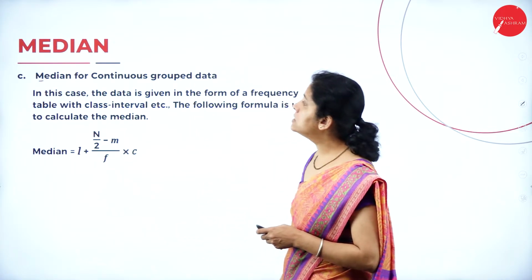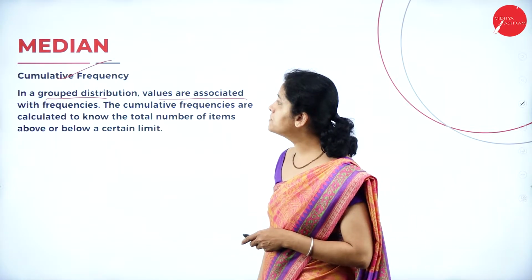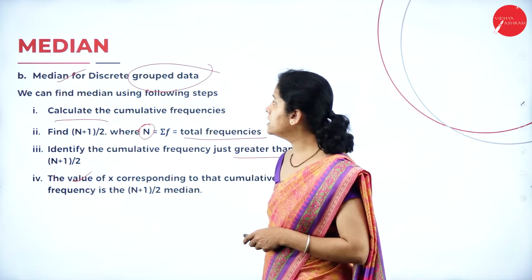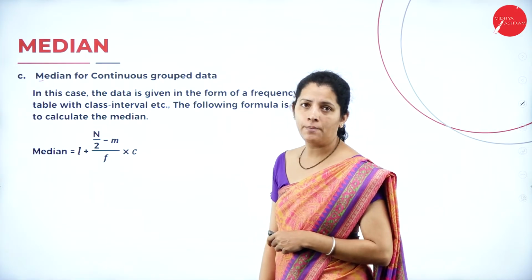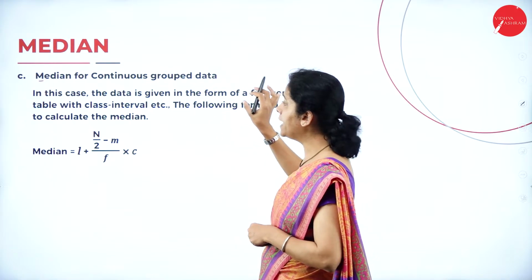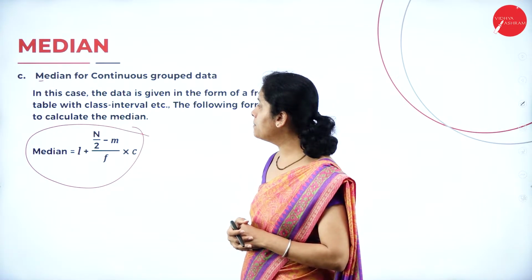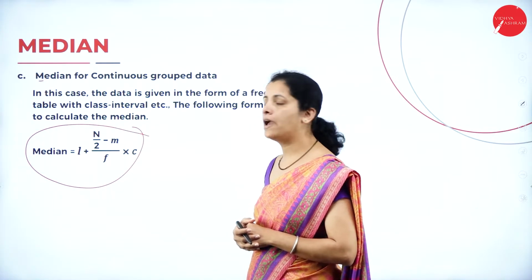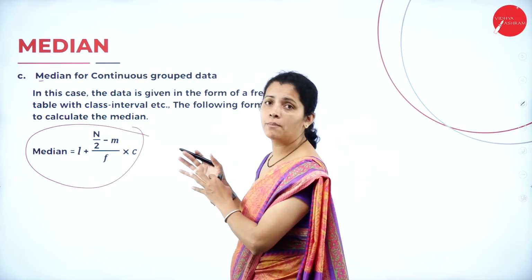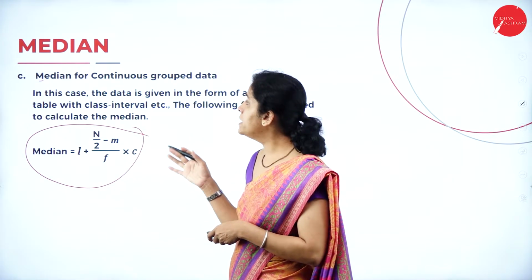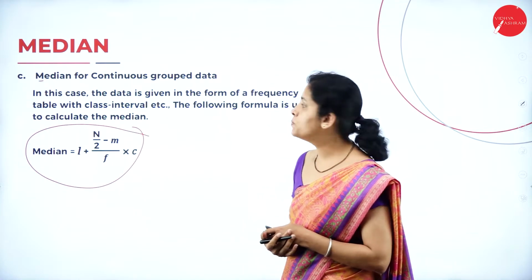Now, another one is median for continuous group data. So dear student, there are 3 types: cumulative frequency, discrete group data, and median for continuous group data. If I'm having continuous group data, then what is the formula? Median equals L plus ((n/2 minus m) divided by f) into c. In my previous session, we solved some example problems under median for continuous group data as well as median for discrete group data.